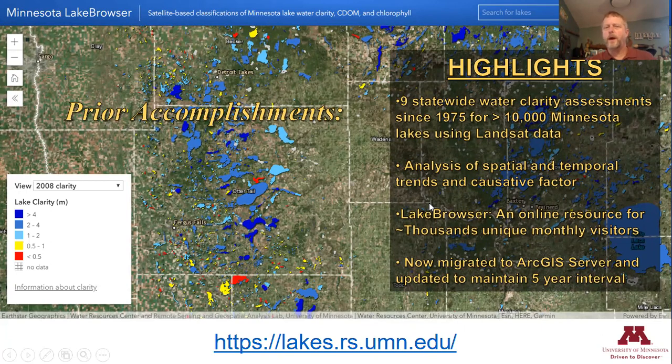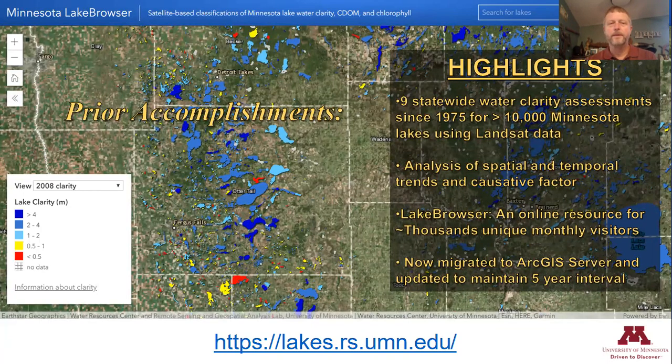About 2001, we made all of the data that we had available in a lake browser. It's an online resource, kind of like Google Earth, Google Maps, and you can get a lot of information about your lakes. Very popular with thousands of visitors every month. And recently we migrated that to an ArcGIS server, and we updated with 2010 and 2015 water clarity data. So that was to maintain a 5-year interval. The 5-year interval has been great.